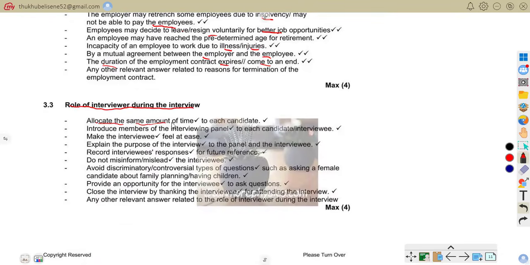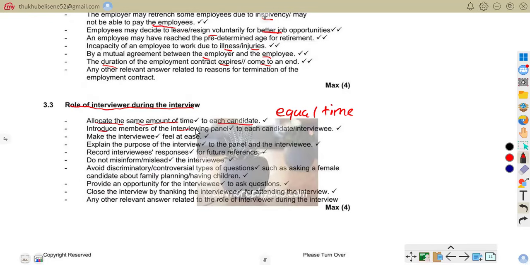Allocate the same amount of time to each candidate. Here we are talking about equal time, for example, same interview duration. So you cannot give one interviewee 20 minutes and the other one 5 minutes. That is not okay.